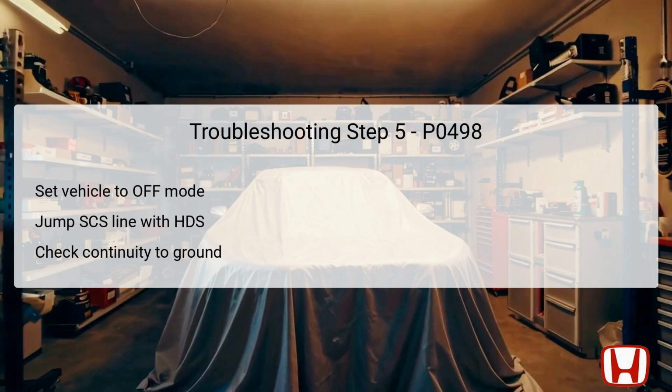Moving forward to step 5. Start by ensuring that the vehicle is in the off or lock mode. Then, use the HDS to jump the SCS line, allowing the technician to bypass certain modes to facilitate the following tests. After this preparation, it is crucial to disconnect the PCM connector A, which is typically a 51-pin connector.